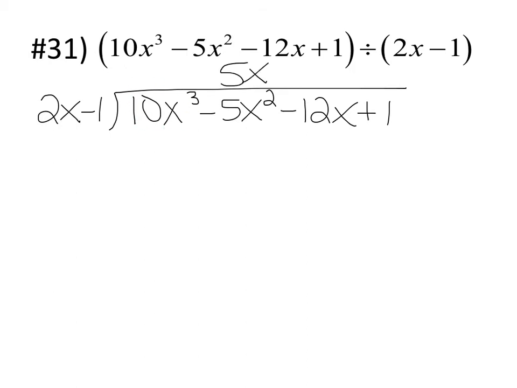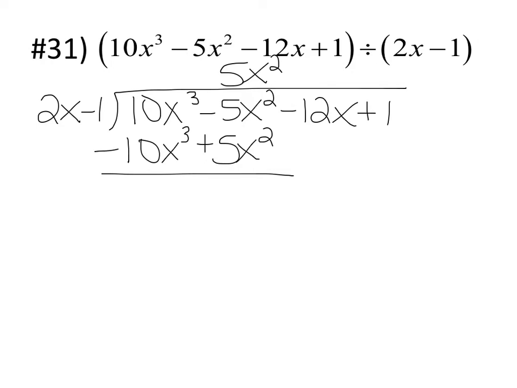So 2x times what gives me 10x cubed? 5x squared. Then you multiply. 5x squared times 2x is 10x cubed. 5x squared times negative 1 is negative 5x squared. Always change your signs. 10x cubed minus 10x cubed is 0. That should always happen. Negative 5x squared plus 5x squared is actually also 0. Then you're going to bring down negative 12x.